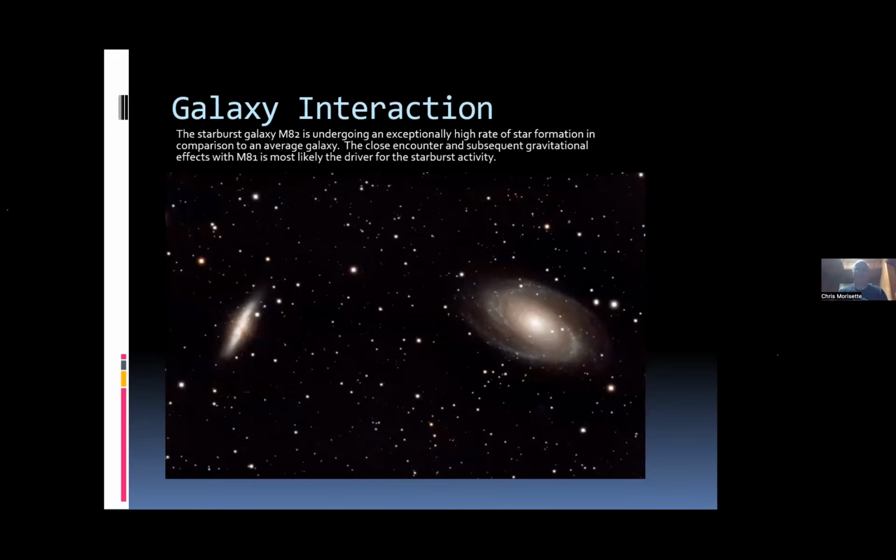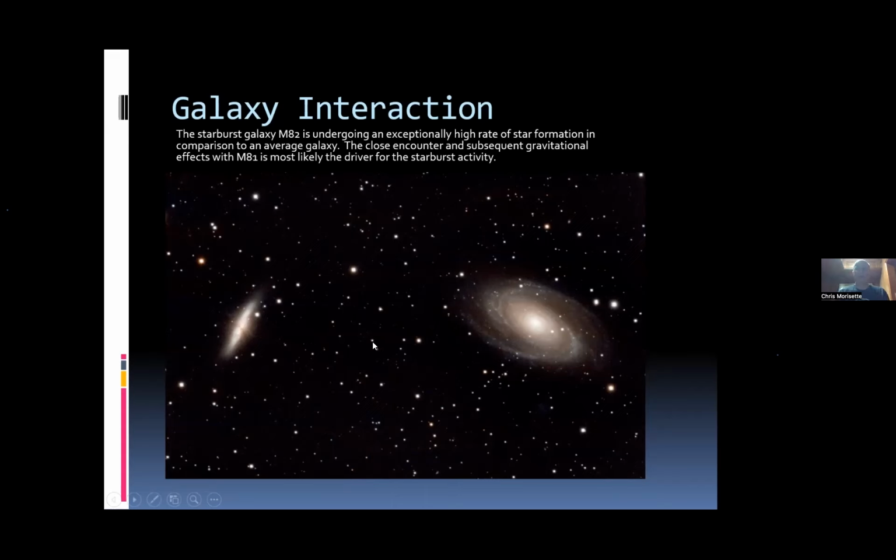So here's a couple of interactions that I want to walk through that show you how galaxies can work together, or destroy each other, depending on how you look at it. Here's a picture of M81 over here and a starburst galaxy called M82. M82 is undergoing an exceptionally high rate of star formation in comparison to the average galaxy. If you look closely here in the center, you can see a red crease, and that red crease is the starburst activity that's going on. It's thought that this close encounter and subsequent gravitational effect from M81 is the driver for this starburst activity.